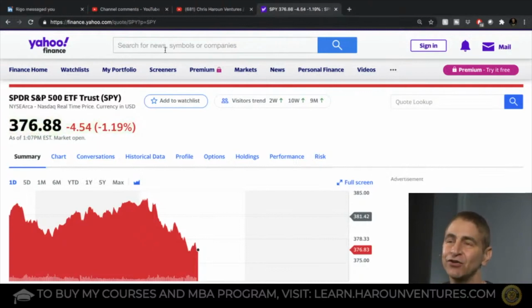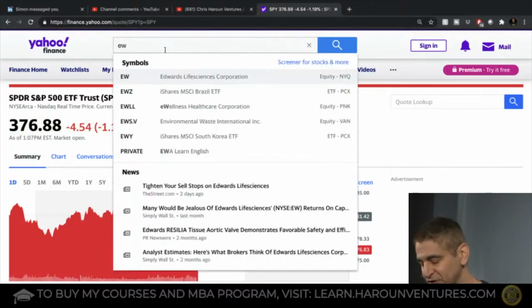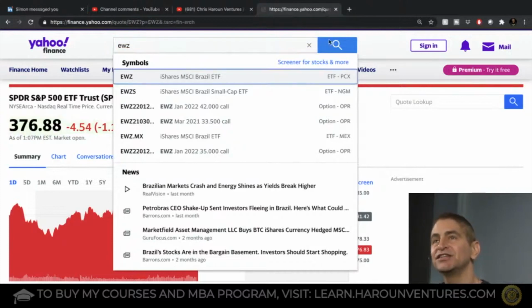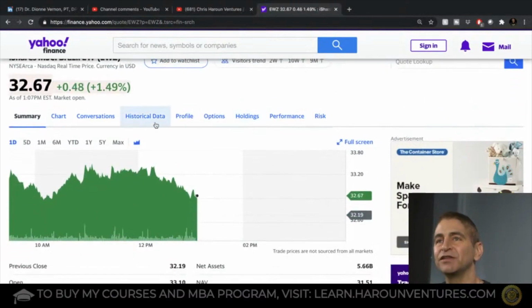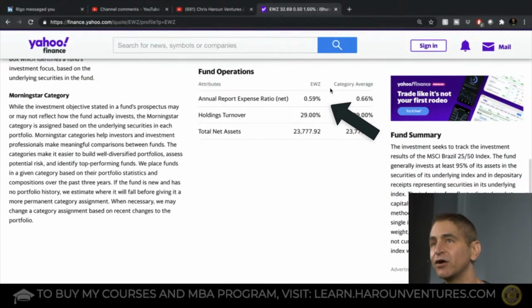Now, other ETFs that don't trade as much are going to have higher fees. So the EWZ is for Brazil, and EWC is for Canada. Z is for Brazil. This ETF, because it doesn't trade as much, is still very liquid, but the fee is going to be higher. So we go to profile here and we see the fee is very high for an ETF, 0.59%.